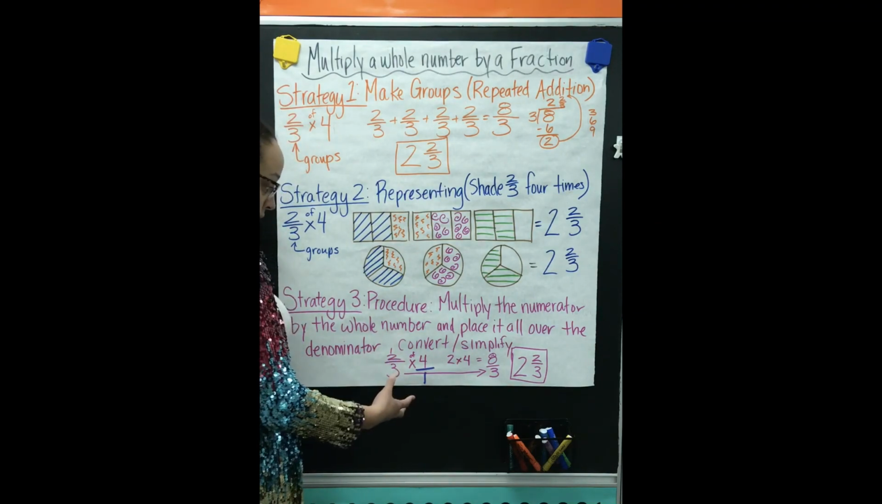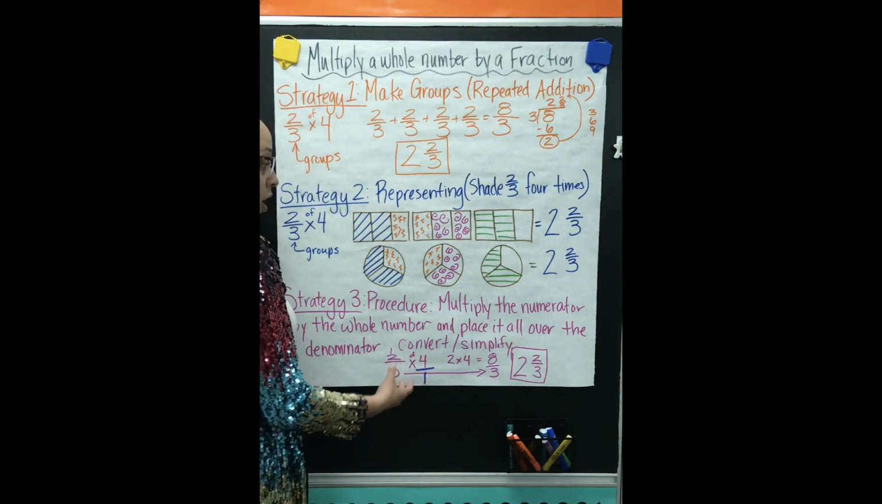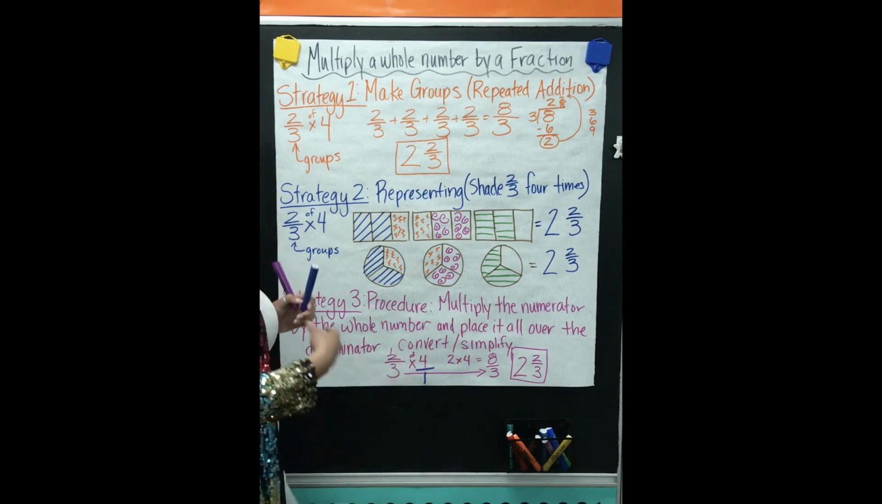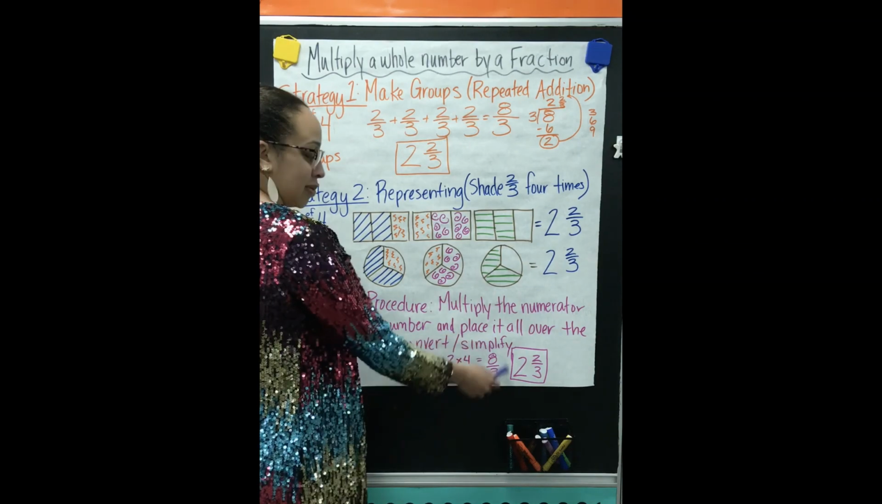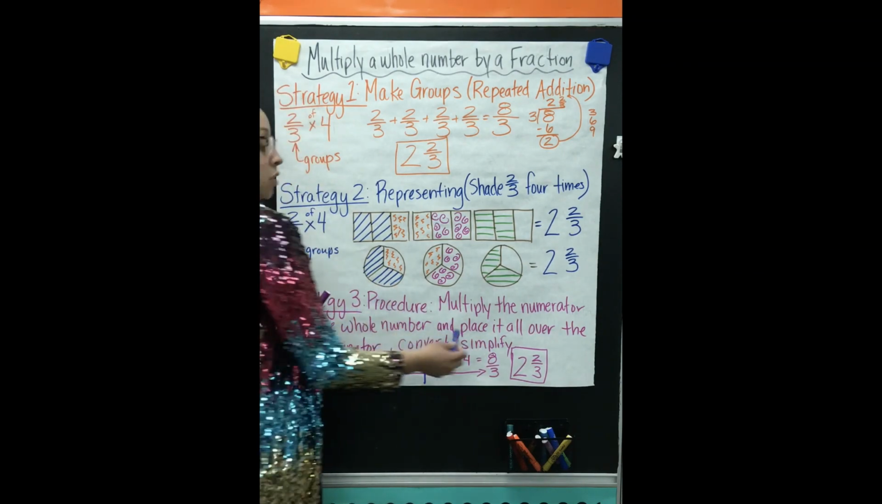Okay, so that is the procedure for multiplying a whole number times a fraction. You multiply the numerator times the whole number and place it all over the denominator, and then you convert it or simplify it, because we don't talk in 8/3, we talk in 2 and 2/3.